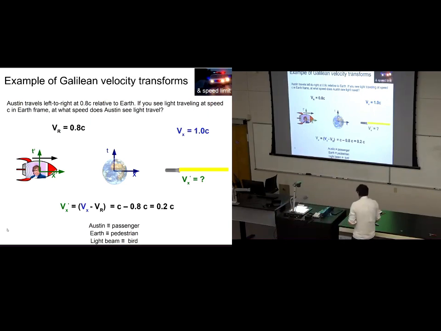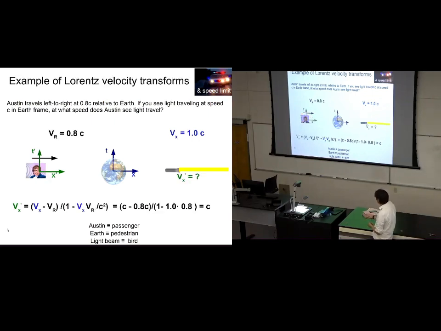If I did it with the classical Galilean transformation, not correct for high speeds, I would get, the light's traveling at a speed of c, Austin's traveling, catching up at 0.8c, so we'd think, well, Austin would see the light traveling at 2.2c. That would be complete common sense. But it's wrong. It's wrong. And it doesn't correspond to nature, where light always travels with the speed c.